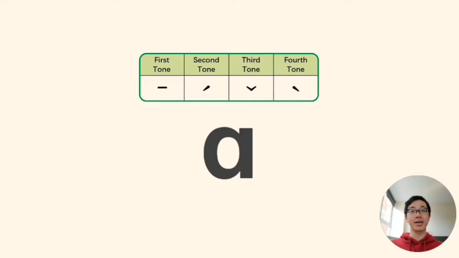Okay, so we can do some further practice about the 4 different tones. Let's use the ah sound. Put them together. Ah, first tone. Ah, second tone. Ah, third tone. Ah, fourth tone. Can you put them together? Very good. Let's do it together one more time. Ah, ah, ah, ah.